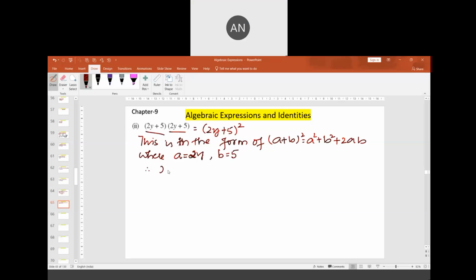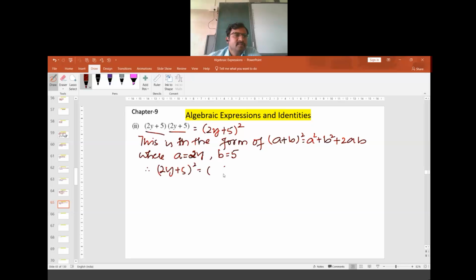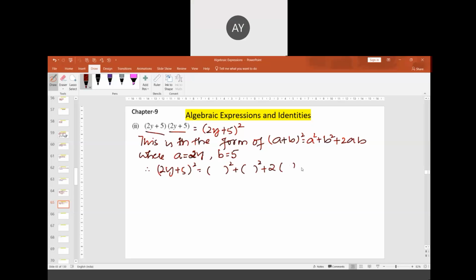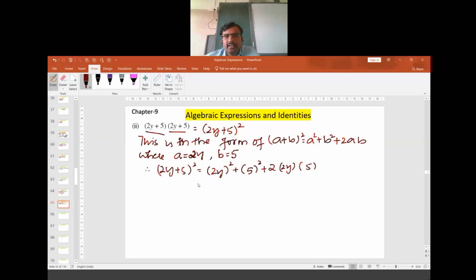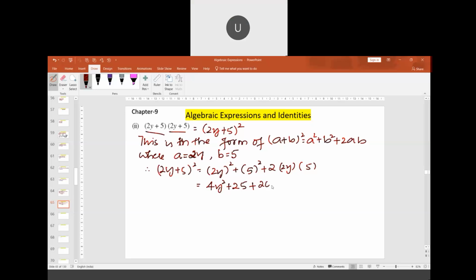Therefore, 2y plus 5 whole square will be equal to a square plus b square plus 2 times a into b. a square is 2y whole square, b square is 5 square, 2ab is 2 into 2y into 5. So 4y square plus 25 plus 20y. So this is the product.